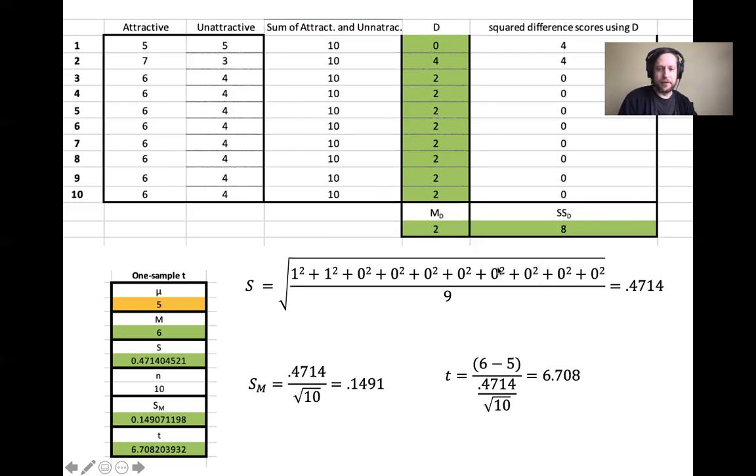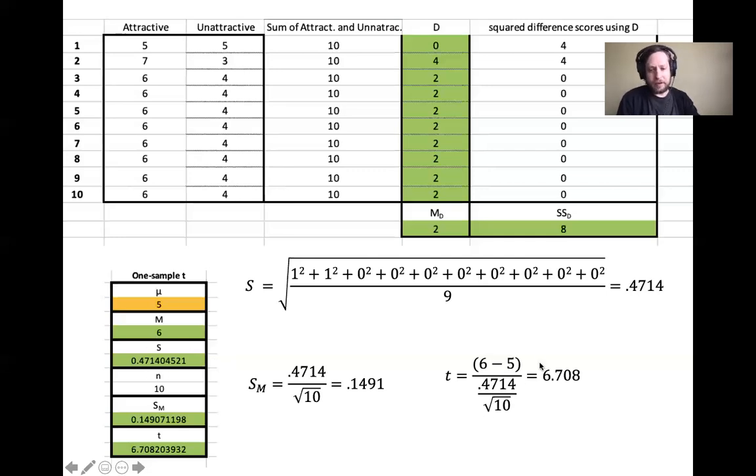So this is the numerator of our sample standard deviation equation. And then this is 9 right here. We got that from n minus 1, 10 minus 1 equals 9. Do the whole thing right here. The sample standard deviation is 0.4714, which you can see right here.